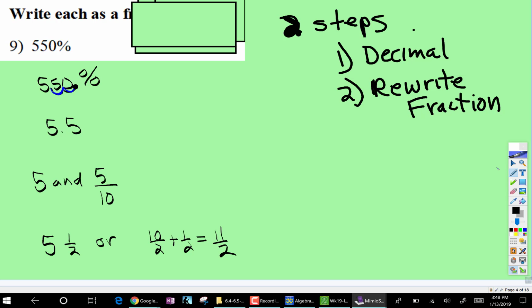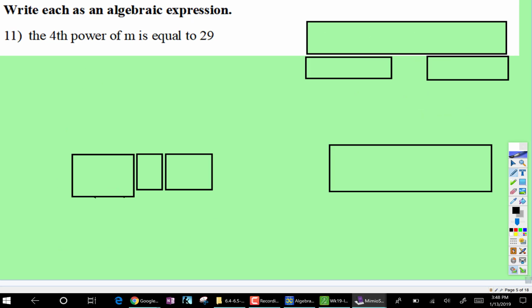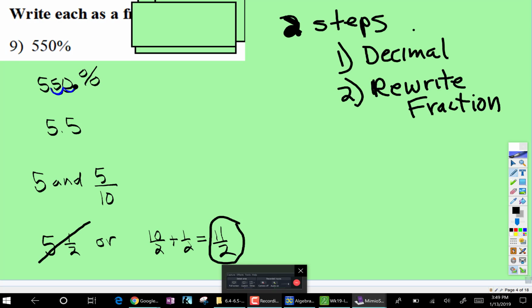And once you're in algebra or higher, most of the time we're going to write things as an improper fraction, not a mixed number. So I most of the time am going to want you to write things like this, but you'll have lots of practice, so no worries. Okay, so that's it for this one.